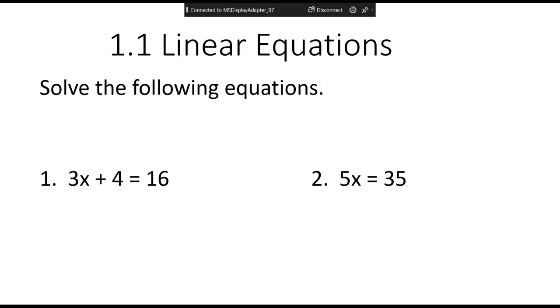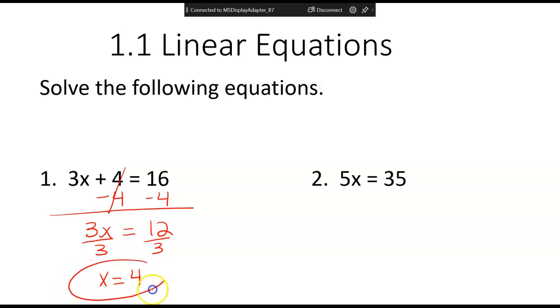Subtract the 4. We got to get it over with the 16. And so then we end up with a 3x. Our 4's cancel. And 16 minus 4 is 12. And so then to get that x completely by itself, how do we get rid of the 3? Divide. And our answer is x equals 4.